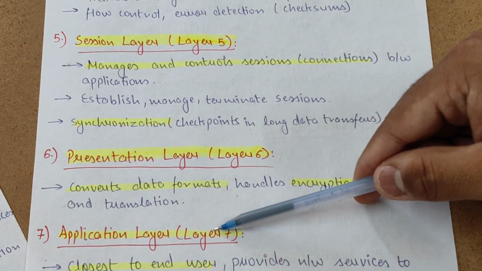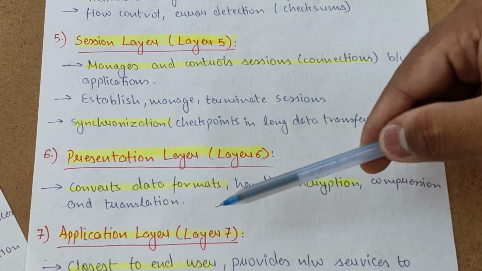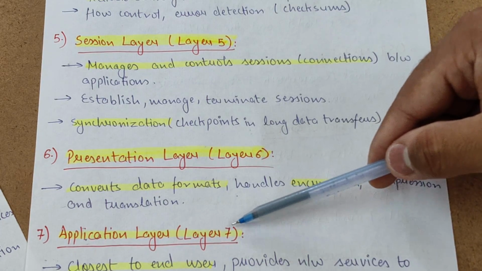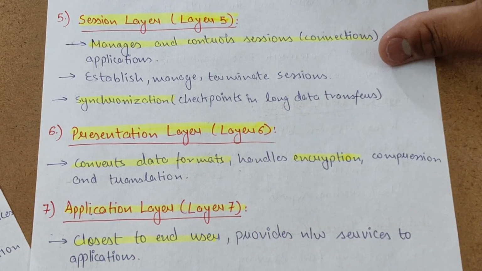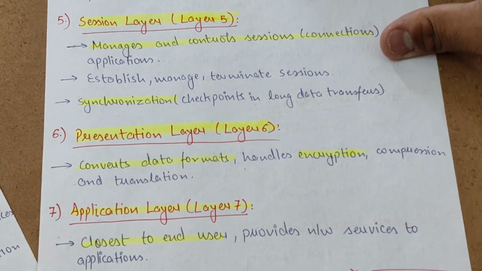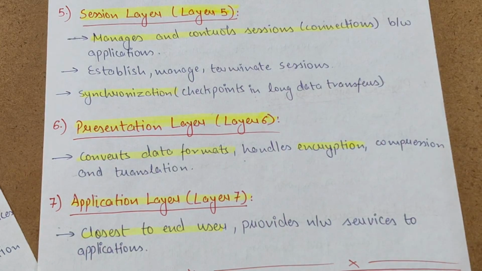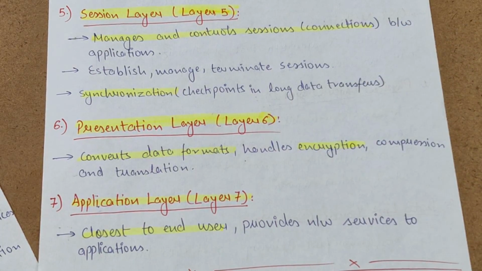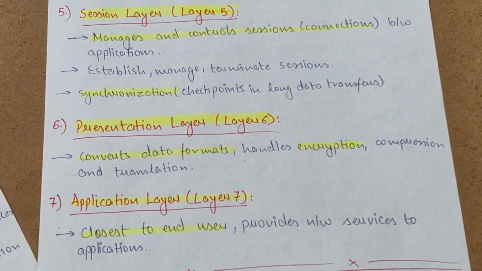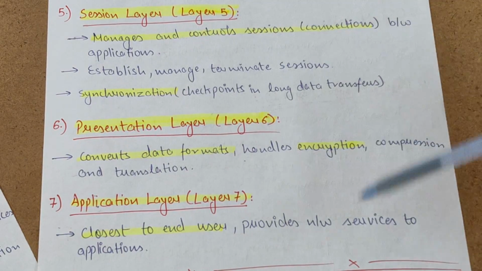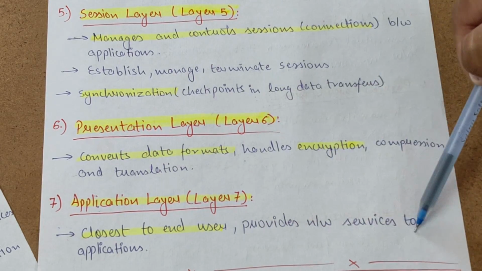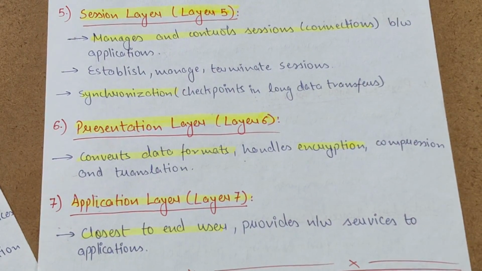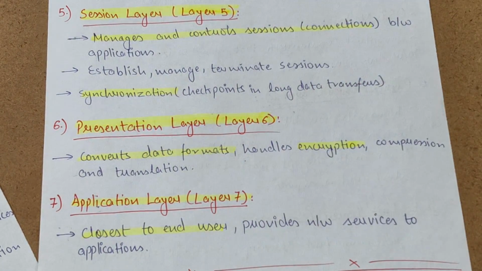Then there is the application layer. Application layer is layer 7 in the 7 layers of the OSI model. What does it do? It is closest to the end user. The end user is us. When we use a mobile device and try to send data, the closest layer to us out of these 7 layers is the application layer, and it also provides network services to the applications. So when we operate some applications, we are using the application layer.